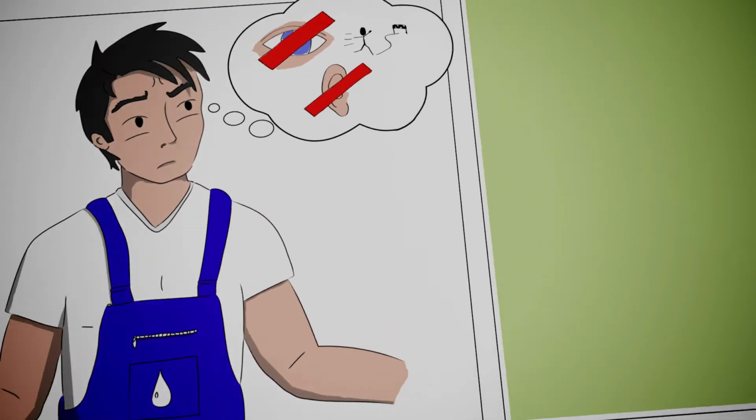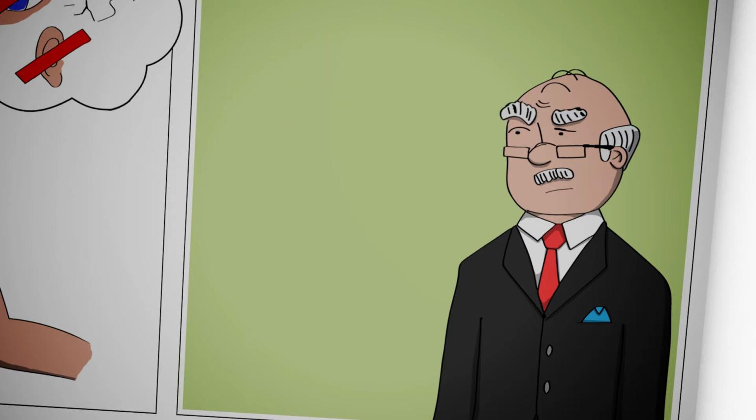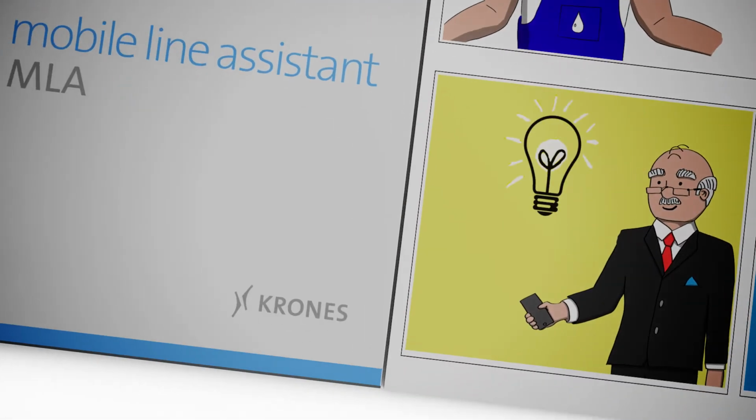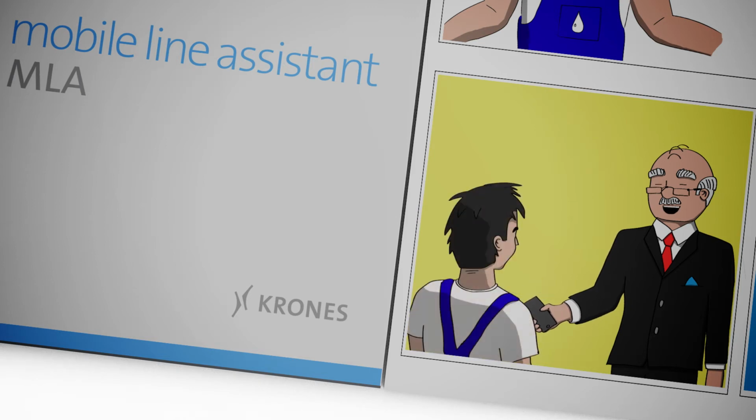Tony Schmidt starts thinking. Yes, he's got a point there. Max is right. Things can't go on like this. A solution is imperative. A couple of days go by, and then Tony Schmidt is in proud possession of the ideal solution. A small thing with enormous capabilities. The new mobile line assistant from Krones.